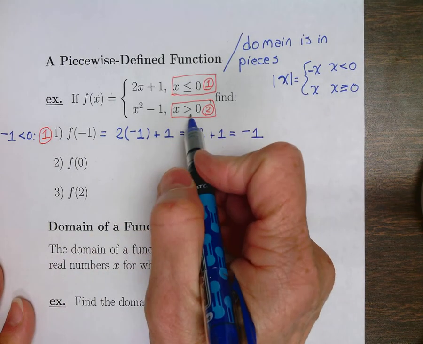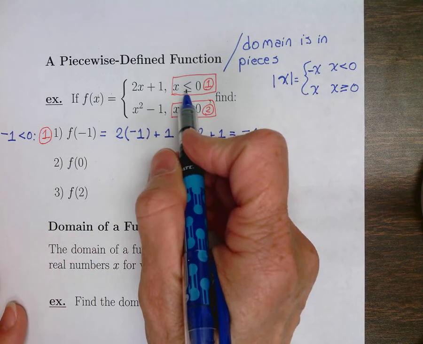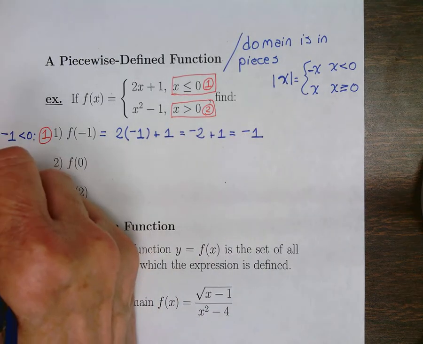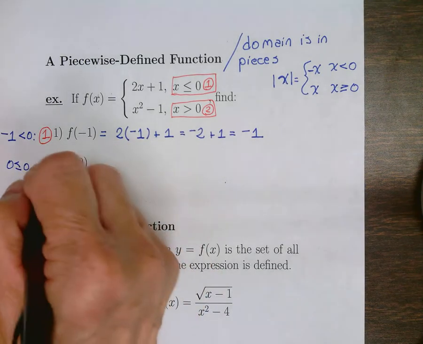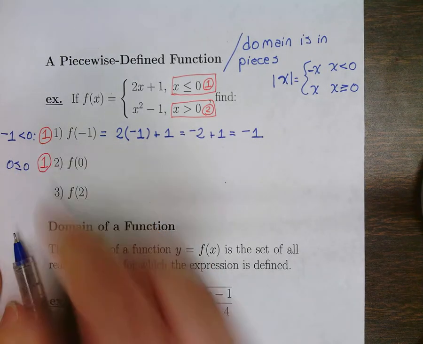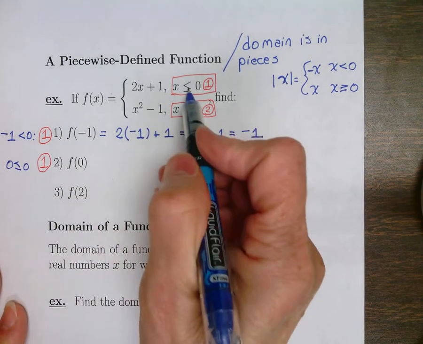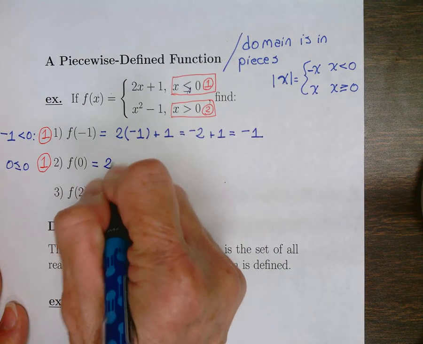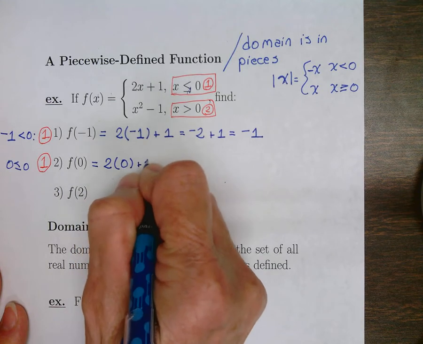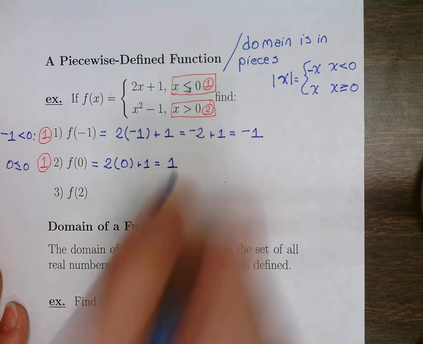Okay, what's f of 0? Where does it fit? Well, 0 is equal to 0, so it's less than or equal to 0, so I'm still using part 1. 0 fits into this piece of the domain. So f of 0 is 2 times 0 plus 1, which is 1.